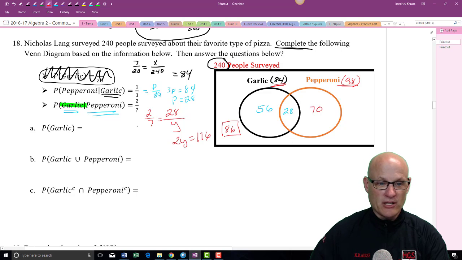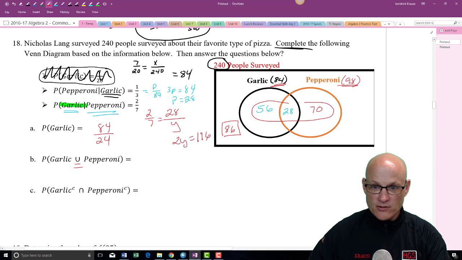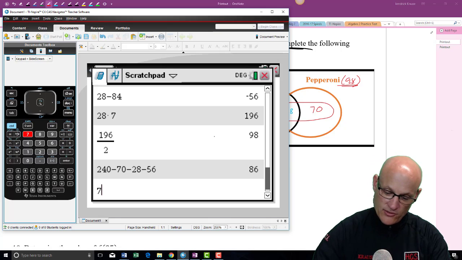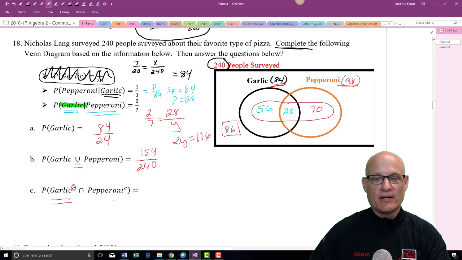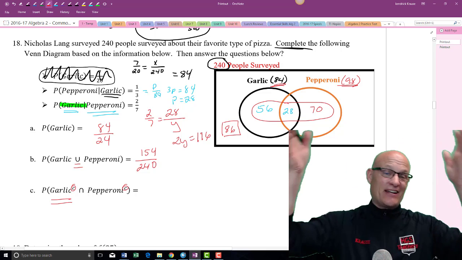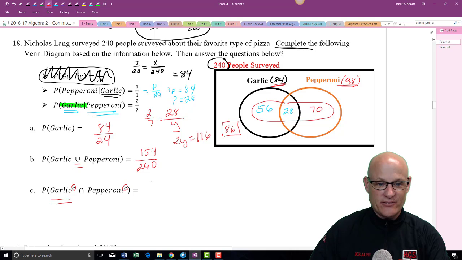All right, so what's the probability of garlic? That would be 84 out of 240. The probability of or is all of these. So let's see, 70 plus 28 plus 56 is 154 out of 240. And finally, what's the probability of not garlic, or garlic complement, and not pepperoni? So they don't like garlic and they don't like pepperoni. Well, that's where you needed the 86. The 86 out of 240.